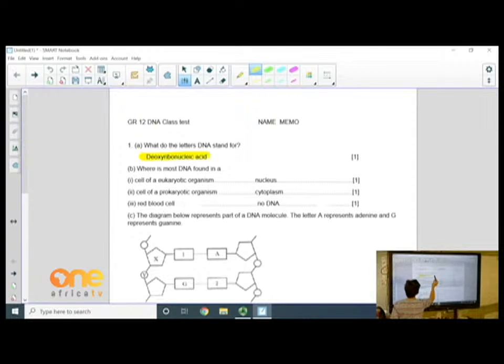DNA stands for deoxyribonucleic acid. Where is most DNA found? In the cell of a eukaryote, and that is the nucleus. In a prokaryote it is in the cytoplasm. And the red blood cell has no DNA.